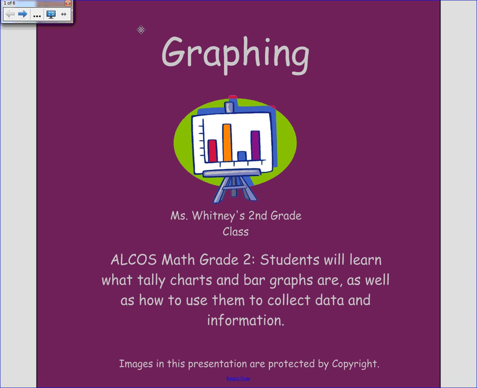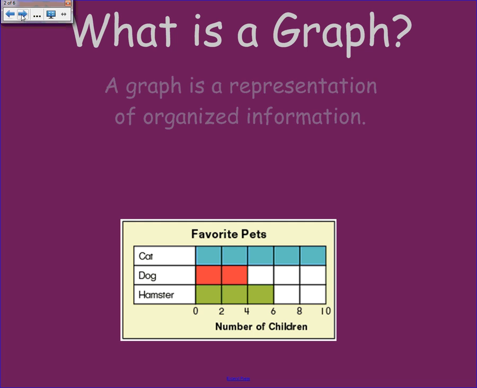Today we are going to learn about tally charts and graphs. We use tally charts and graphs to organize and compare data. A graph is a visual way to chart and compare data. For example, if you wanted to know how much you spent on candy compared to how much you spent on cookies, you would graph it to see the difference.